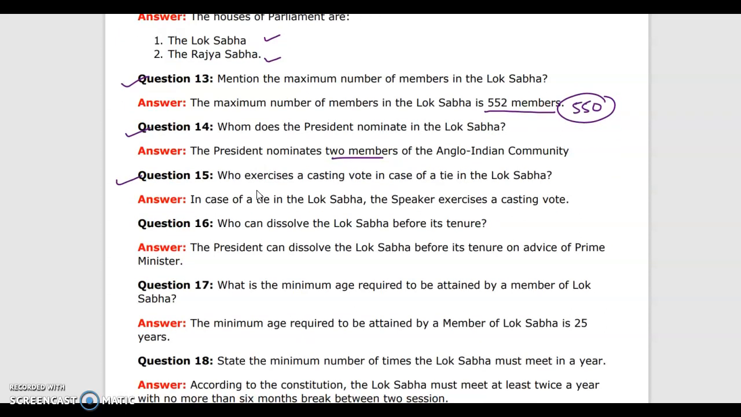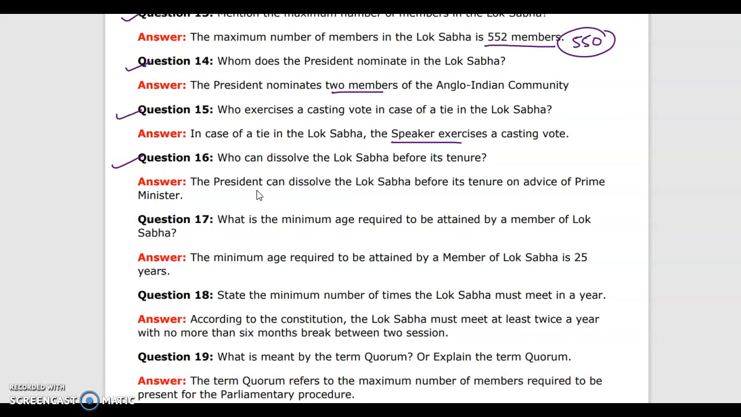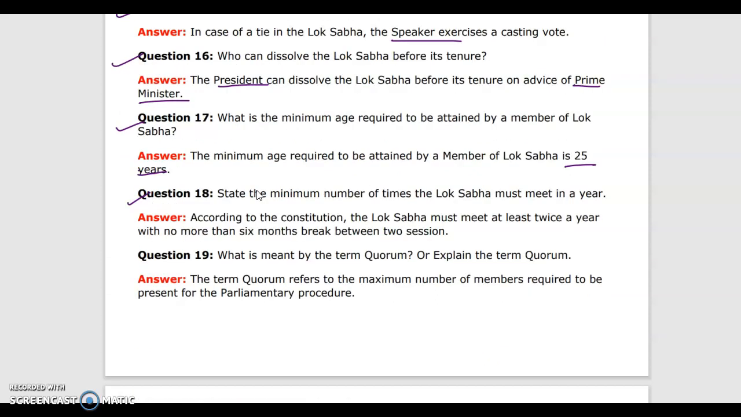Who exercises a casting vote in a case of tie in the Lok Sabha? In case of a tie in the Lok Sabha, the speaker exercises a casting vote. Who can dissolve the Lok Sabha before its tenure? The answer is the president on the advice of the PM. What is the minimum age required to be a member of Lok Sabha? The answer is 25 years. State the minimum number of times the Lok Sabha must meet in a year. According to the constitution, the Lok Sabha must meet at least twice a year with no more than 6 months break between the two sessions.